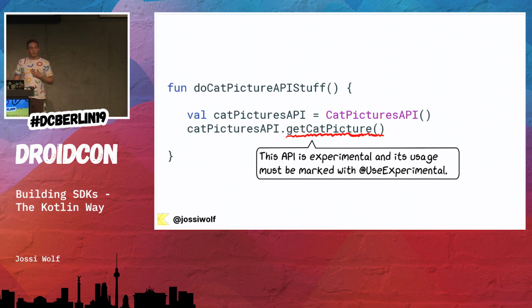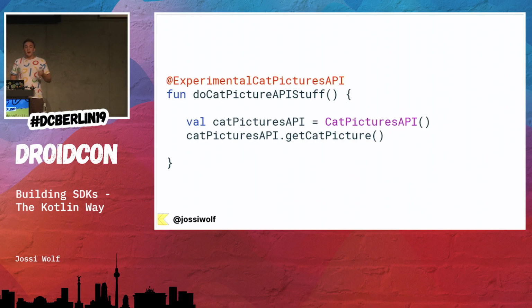So you can either fix this error by using @experimental cat pictures API on the do cat picture API stuff method. I know it's a bad method name, which means that this will basically propagate to where do cat picture API stuff is called. So if somebody calls do cat picture API stuff, they will also have to make sure that they mark this usage as experimental.